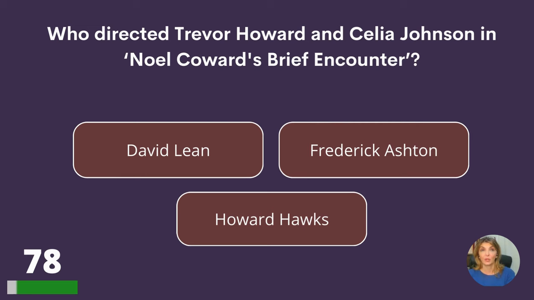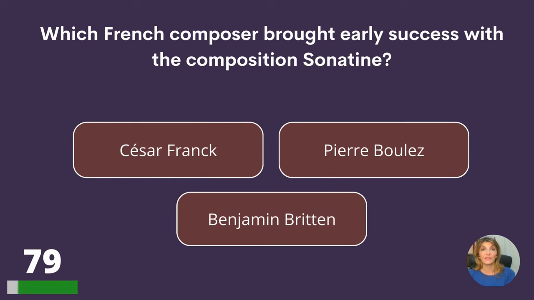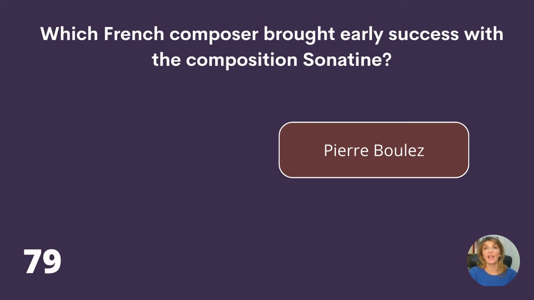Who directed Trevor Howard and Celia Johnson in Noel Coward's Brief Encounter? David Lean, Frederick Ashton, or Howard Hawks? David Lean. Which French composer brought early success with the composition Sonatine? César Franck, Pierre Boulez, or Benjamin Britten? Pierre Boulez.